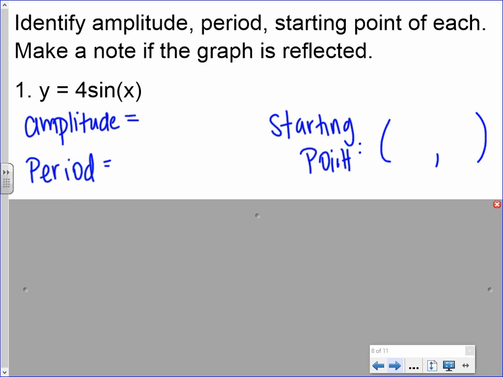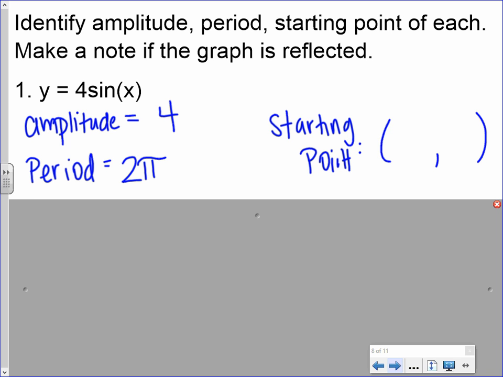Okay. Lindsay, what would our amplitude be? 4. A is 4. Our amplitude is 4. Awesome. Maverick, what is our B value? What's the number in front of x? 1. So that means our period would be what? 2 pi. If there is a coefficient that is 1 in front of x, our period is not going to change.